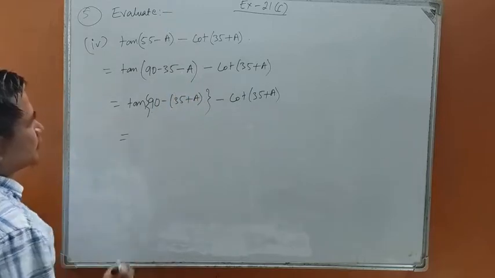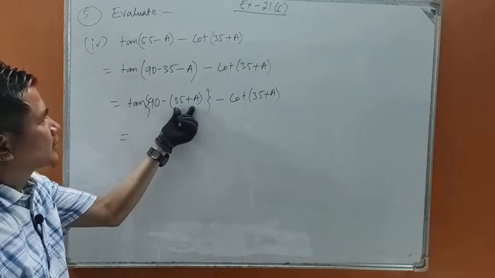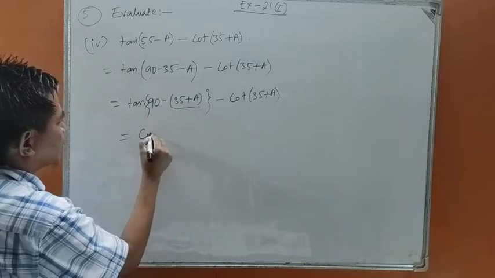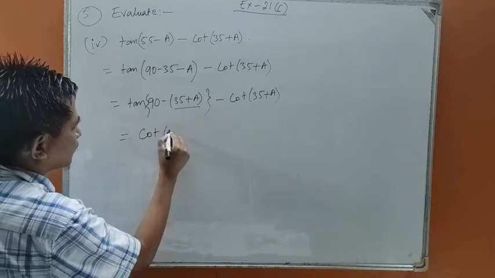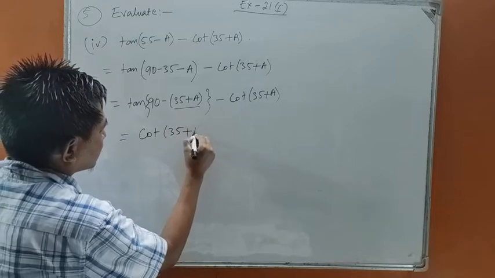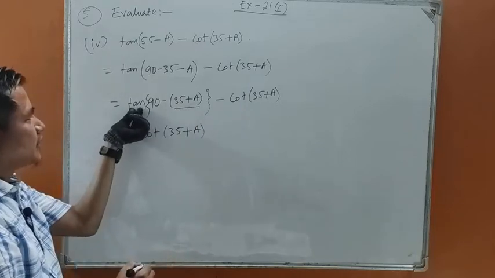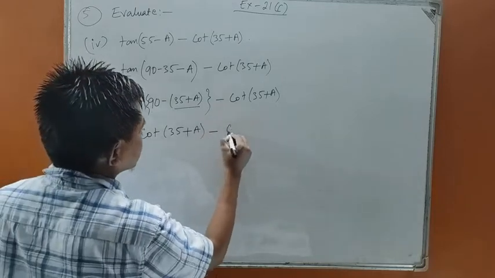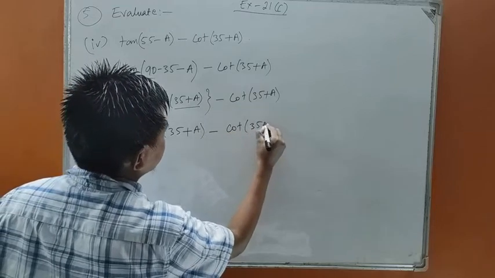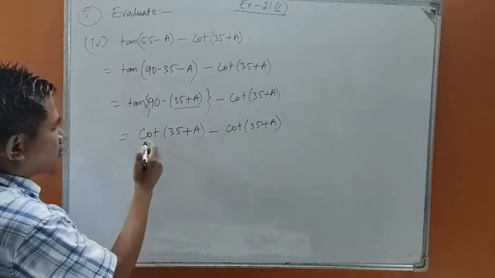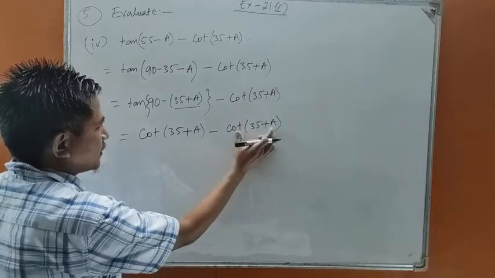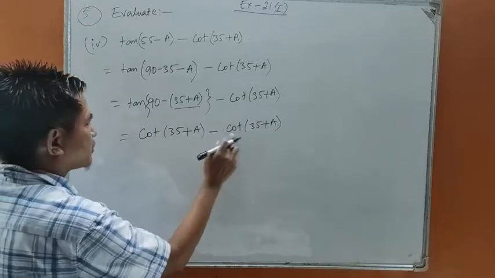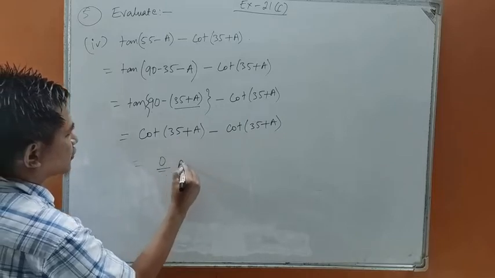Okay, so tan 90 minus theta. Theta is 35 plus a, isn't it? Tan 90 minus theta is cot theta. Cot theta, what is theta? 35 plus a, isn't it? Theta is 35 plus a. Tan 90 minus a is cot theta, minus, this minus comes here, cot theta. Theta is 35 plus a. So cot 35 plus a, cot 35 plus a, and this number is negative and this number is positive. Same number, opposite sign. So this minus this gives us 0. So the answer for this expression is 0.